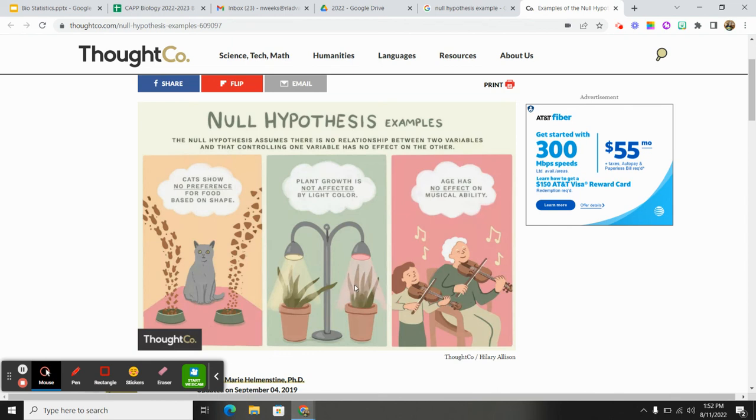So, in my next experiment, if I'm experimenting between 2 different plants and what different colors of light will do in the growth, my null hypothesis is going to be plant growth is not affected by light color.